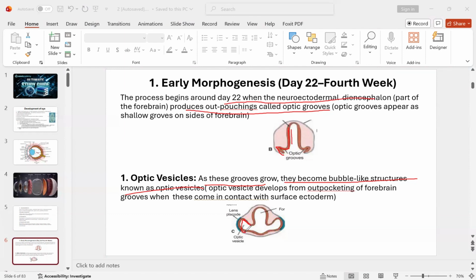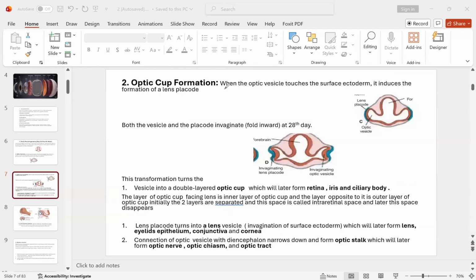So now let's move to the third step. When the optic vesicle touches the surface ectoderm, it induces the formation of a lens placode. You can see in this diagram that the optic vesicle is now touching the surface ectoderm, the ectoderm which is present above the optic vesicle. Because of this touching, it is converted into a lens placode. So the third step in the formation of eye is the lens placode formation.